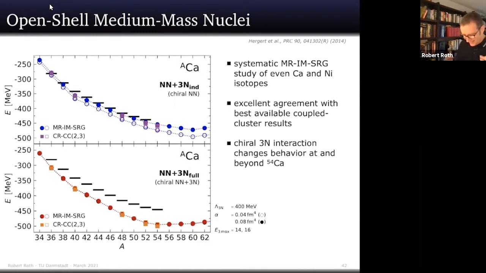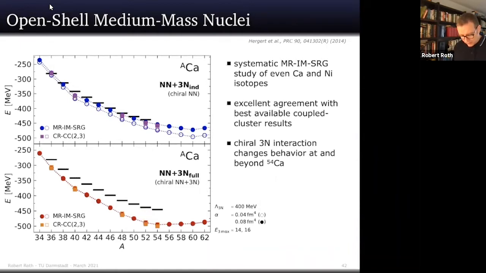62, sorry. This is a multi-reference in-medium SRG version, one specific flavor that I didn't discuss. This is based on a Hartree-Fock-Bogoliubov particle-number projected ground state, and you put the multi-reference in-medium SRG on top of this. So this gives you access to essentially this semi-magic isotopic chain, so spherical isotopes, but you can go away from the closed shells. And what you see here is the same picture. You develop this overbinding as compared to experiment with mass number.